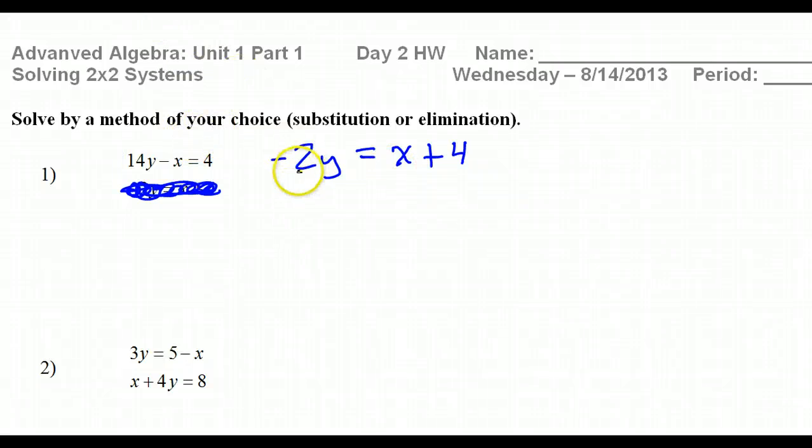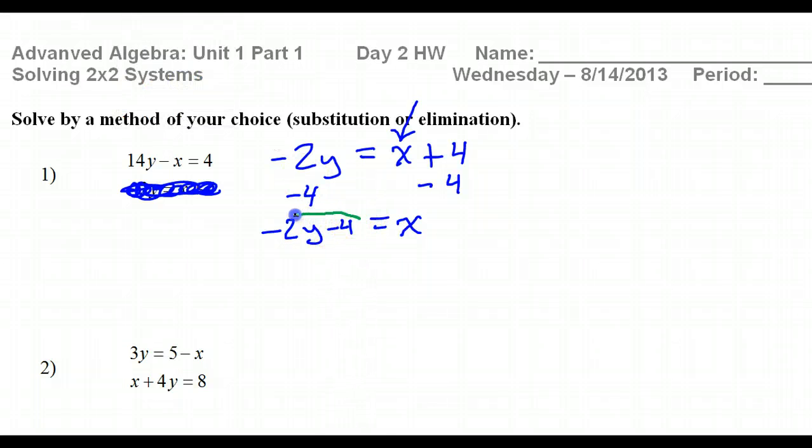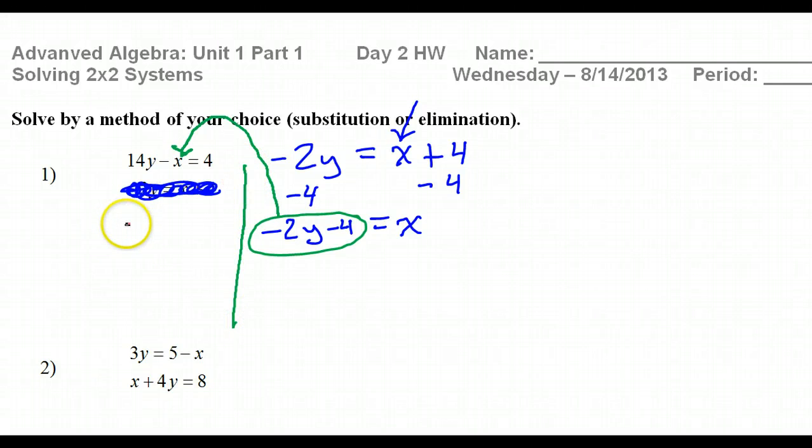The first step of substitution is to get one variable by itself. So I'm going to go ahead and get this x by itself by subtracting 4 from both sides. That's going to give me negative 2y minus 4 is equal to x. Once you have one variable by itself, you can take the stuff that it's equal to and substitute. So this should go here where the x goes.